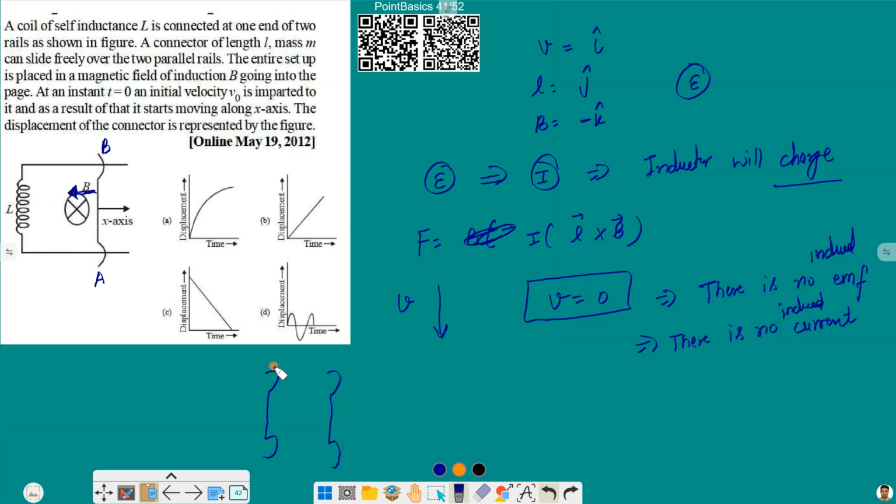Now when it stops, there is no current in the circuit, so the inductor will start discharging, and when the inductor discharges, there will be an opposite current flowing in the circuit, and there will be an opposite force acting on this conductor, because now the direction of the current is reversed. Previously the force was towards the inside, now the force will be on the outside, and again this conductor will start moving, reversing the direction here.